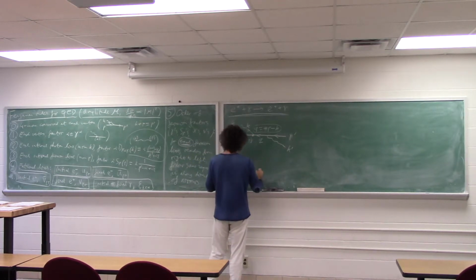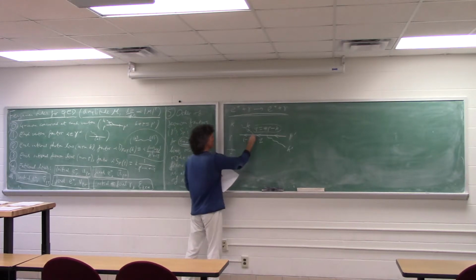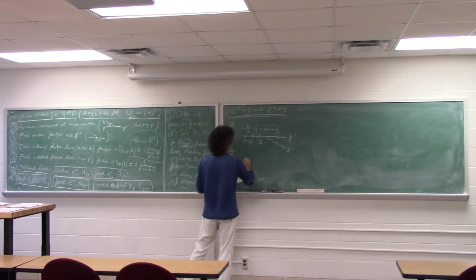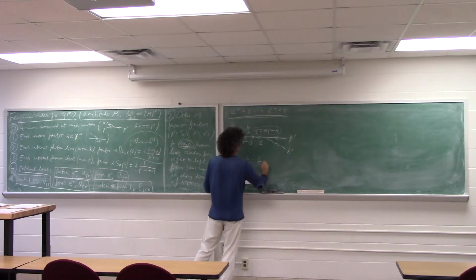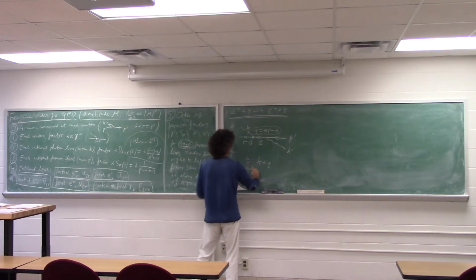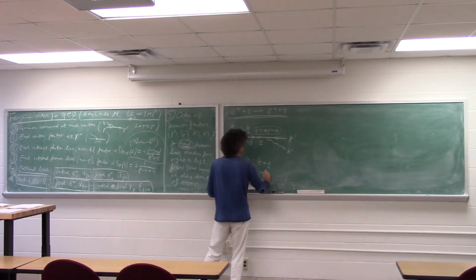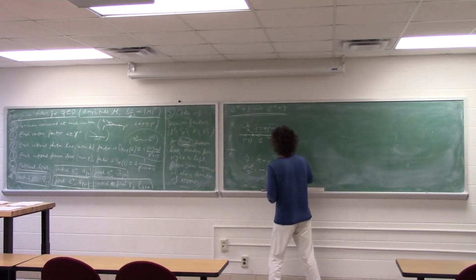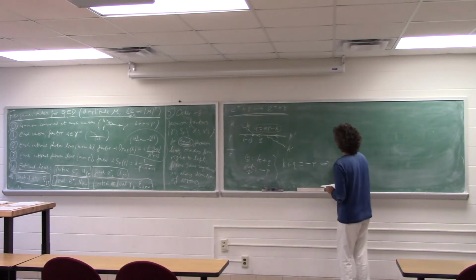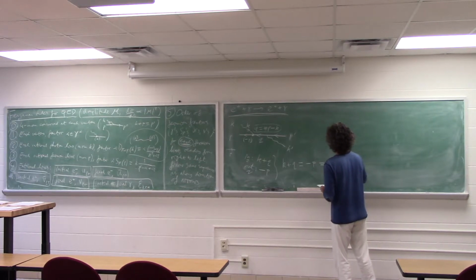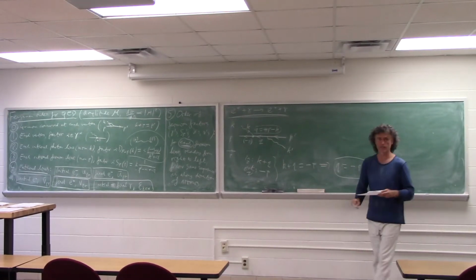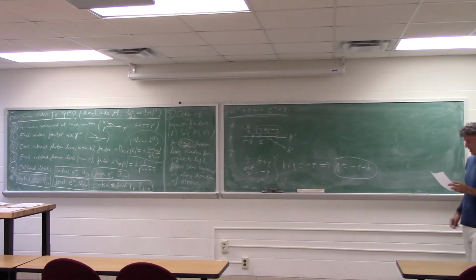So let's balance the 4 momentum at this vertex. What's the 4 momentum coming in? The 4 momentum coming in is K plus Q. I've got K coming in, I've got Q coming in. The 4 momentum coming out is minus P. Okay, so if I require that K plus Q is equal to minus P, then I have to have Q equal to minus P minus K.